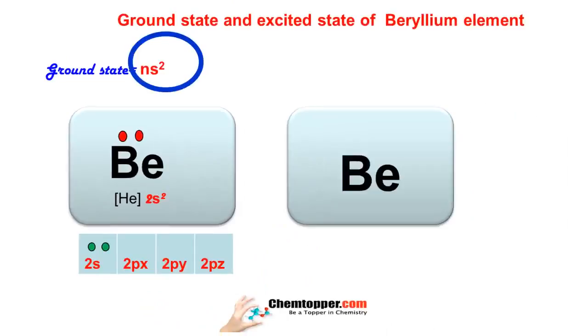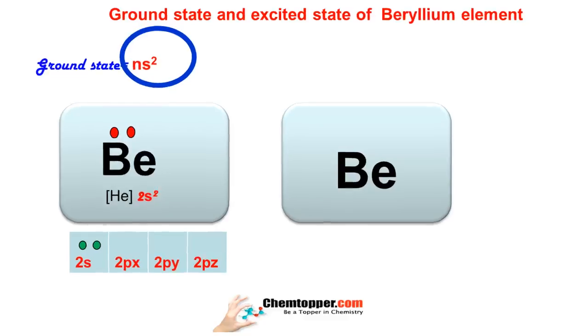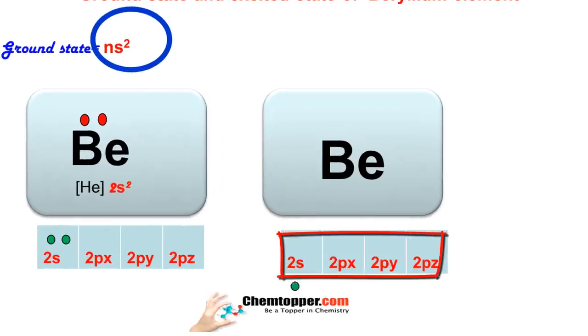This is the ground state electronic configuration, where we have 2 electrons as a pair. Now let's see what happens when beryllium is getting ready to bond with other elements. One of the electrons from the 2s orbital will get excited and will jump into one of the 2p orbitals. The energy difference between 2s and 2p is not so large, so this transition can take place easily.